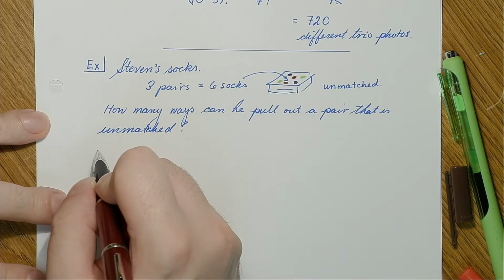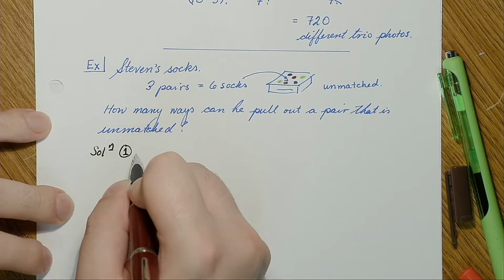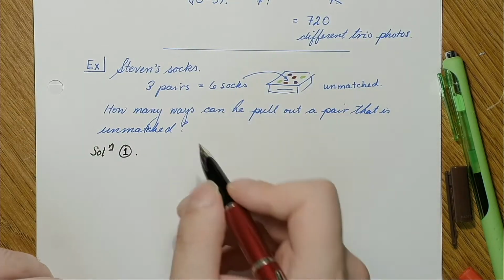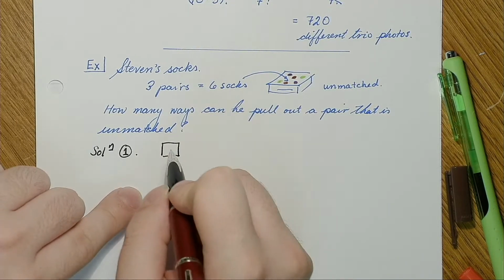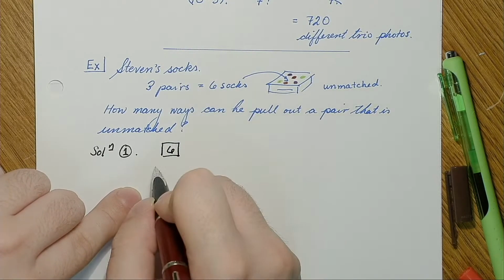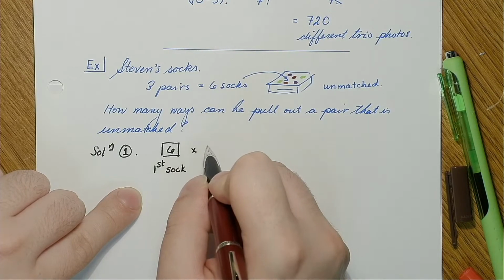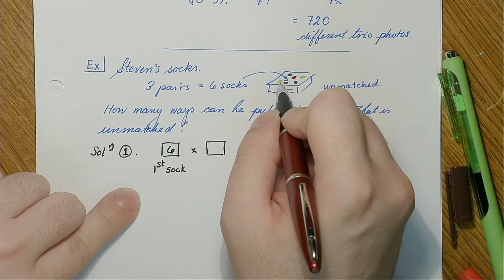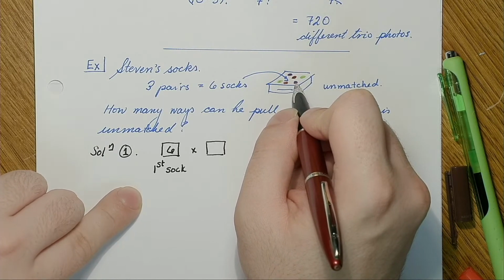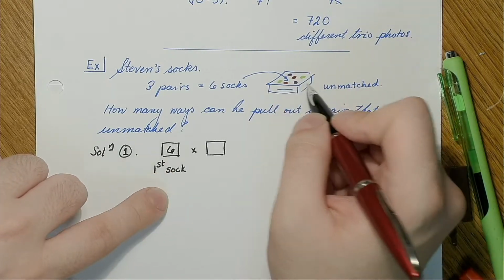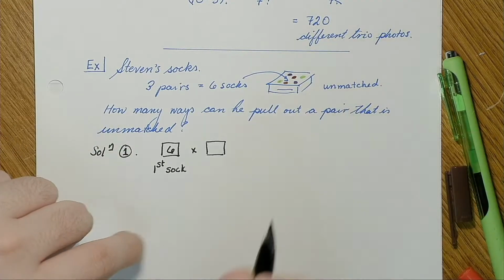Okay, now what we could do. So here's solution 1. The first way that we could do it is he picks out, for his first sock, there's 6 choices. So that's for the first sock. So he could pick any of these. He could pick a green, he could pick this purple thing, and then a blue, or a purple, and so there's 6 choices. You could pick any of those. But we want to have something that's unmatched.